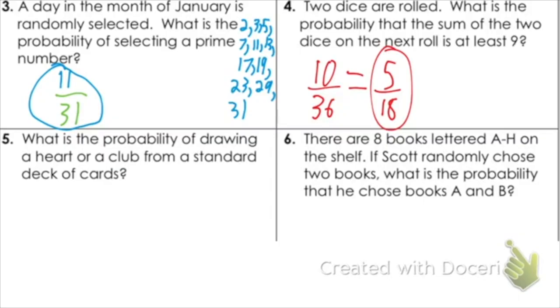What is the probability of drawing a heart or a club from a standard deck of cards? Well, a standard deck of cards has how many cards? 52 cards, right? And how many suits are there? 4. So how many cards are there per suit? 13. There's ace through 10 as well as the face cards, jack, queen, king. So there's 13 cards per suit. The suits are hearts, clubs, spades, and diamonds. How many cards would be either a heart or a club? 26 of them, 13 for hearts, 13 for clubs. Does that make sense? How we get that or no?